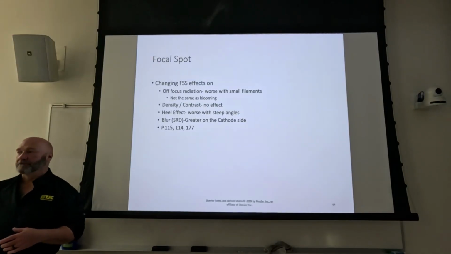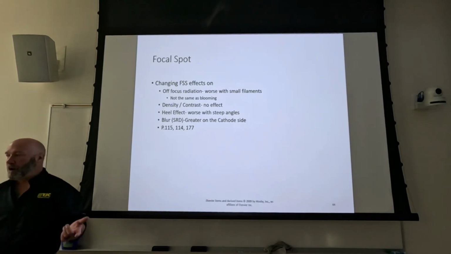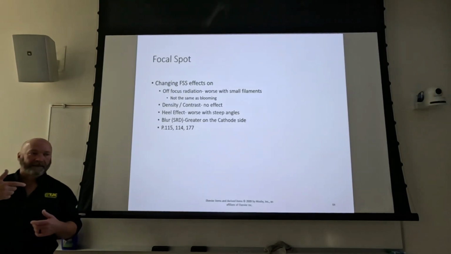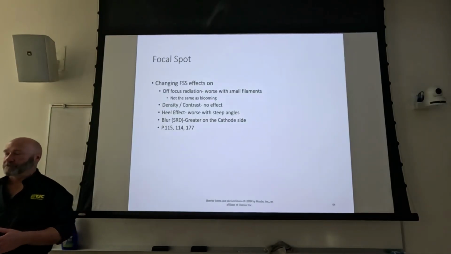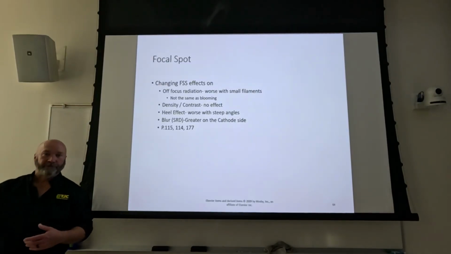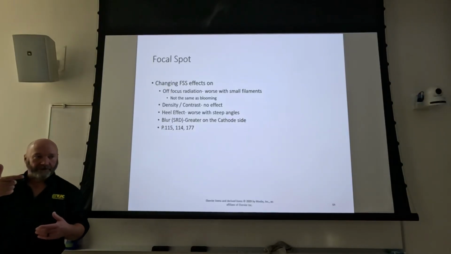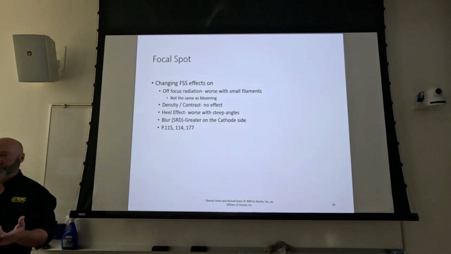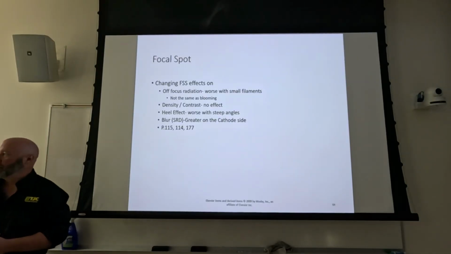Blooming, technically, yes, I'll agree with you 100%. But for testing purposes, that's blooming. Off-focus radiation is where we get that bouncing of electrons. So if you answer blooming on off-focus radiation, you're going to get that wrong. Even though you're right, you're still going to get it wrong, because for testing purposes, we're calling off-focus radiation just those bouncing electrons that create X-ray photons anywhere aside from the focal track. Okay? Blooming is something different.